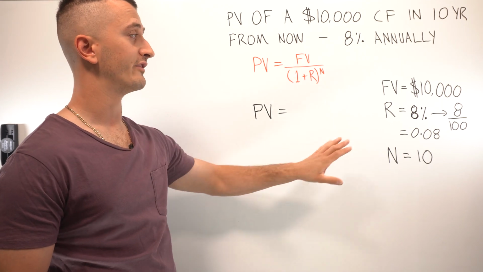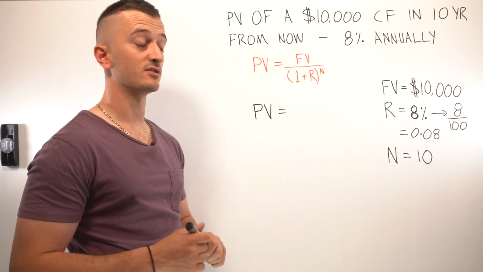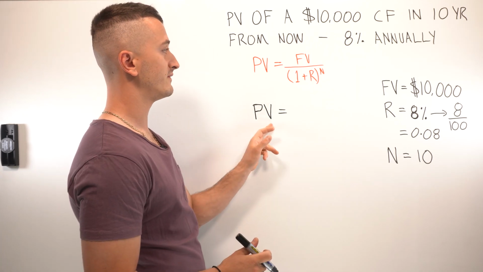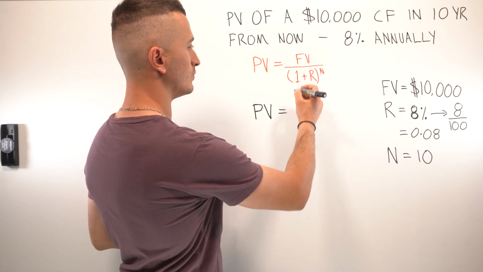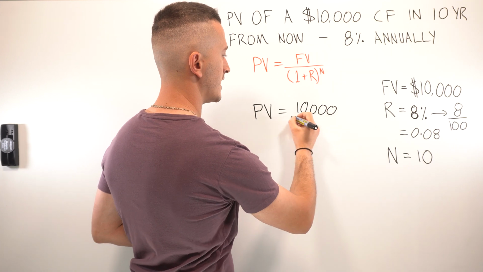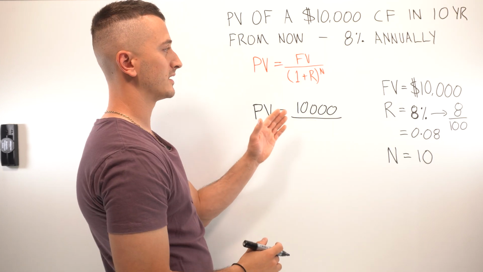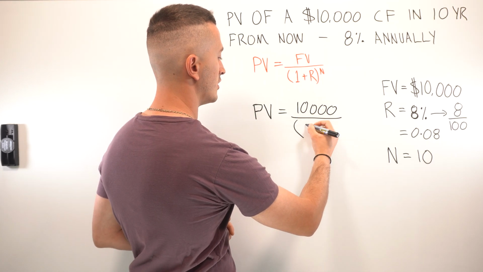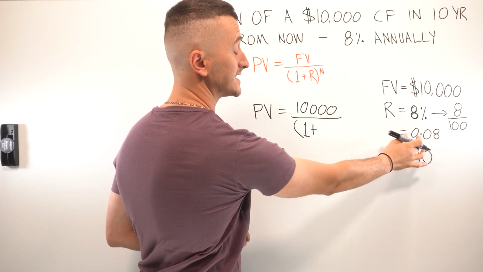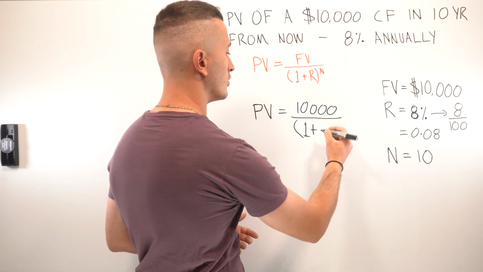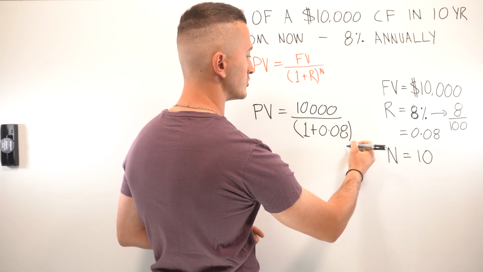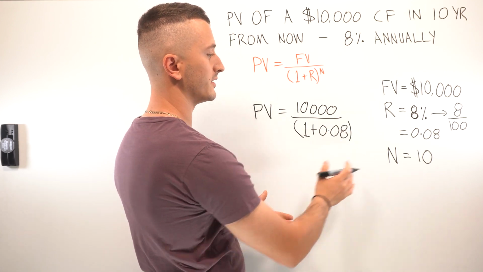All right, now that we've got all our values here, we can put it into the formula and come up with a present value. So PV is equal to FV, which is our $10,000. And we're going to now divide that by 1 plus R to the power of N. So 1 plus R, which is our decimal value of 0.08, close the bracket, and our N compounding period is our 10.